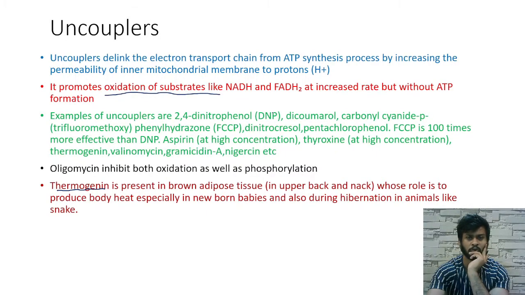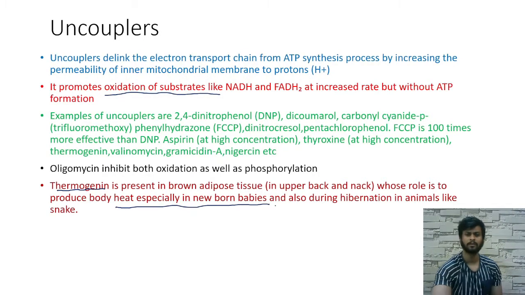It is measured in kilojoules. So if there is increased oxidation, it means more heat, and more heat will protect newborn babies from a cold environment or cold temperature. This thermogenin is also present in animals which hibernate, so it can also help during hibernation in animals like snakes.